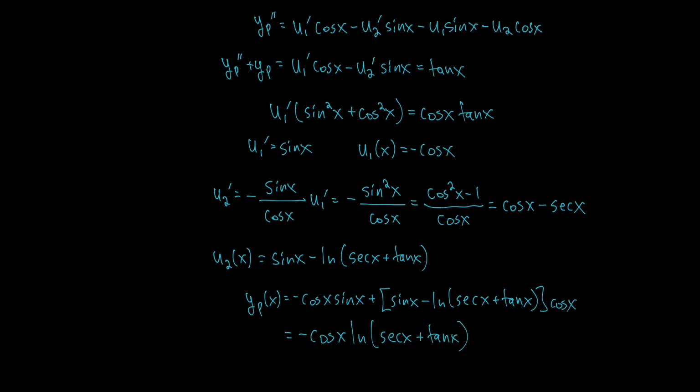So this gives our general solution as c1 sine x plus c2 cosine x for yc of our complementary equation, and we subtract off our particular solution, minus cosine x ln secant plus tangent.